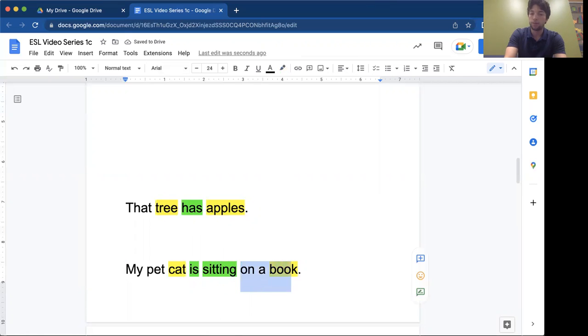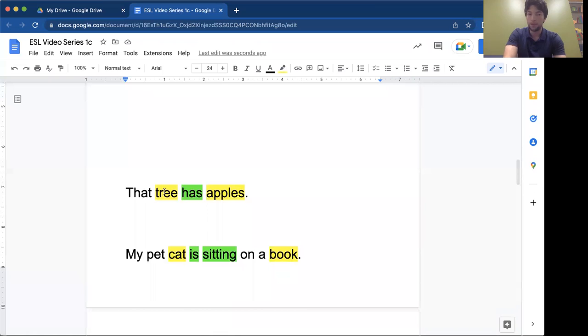On a book, right? Now, what we have here is our subject. Technically, our subject is that tree, but for our purposes here, we'll just leave this as it is. I'm not going to go over and highlight this again. In this sentence, my pet cat would be the subject, but we'll leave it as tree and cat just for simplicity's sake.